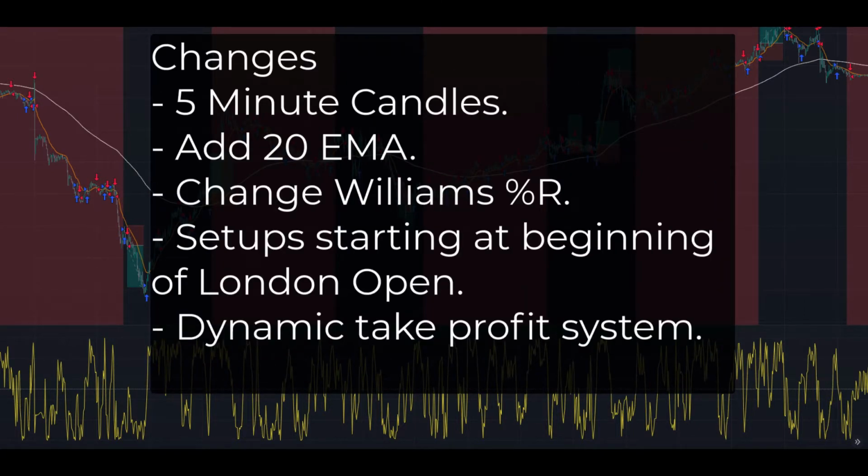So in this test, we are going to use 5-minute candles instead of 15-minute candles. We are going to add the 20 EMA, and the settings on the Williams %R will be changed as well. Furthermore, we are going to be taking setups only during specific trading periods. And finally, we are going to examine what happens when we move our stop to break even after a 1-to-1 price target is hit. I also have some bonus data to examine, so stay tuned for that.